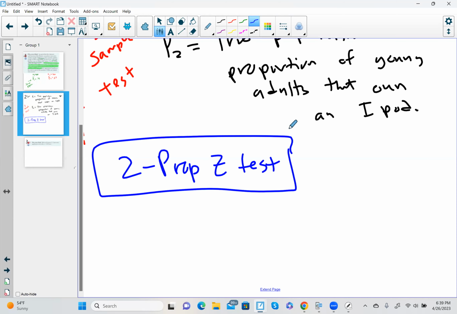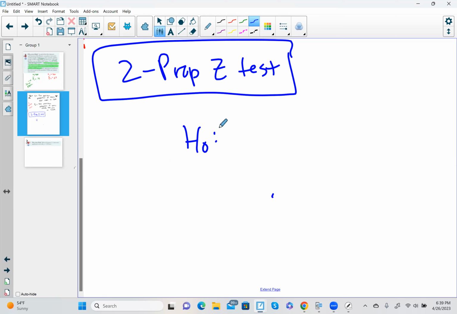A two proportion z-test. Okay, so H0, our null hypothesis, is going to be that the difference between p1 and p2 is 0. So I'd like you to think about that for a minute. If you have two proportions and their difference is 0, that's really the same thing as saying that the proportions are equal. That's what that's really saying, that p1 has to equal p2. We just write it this way.